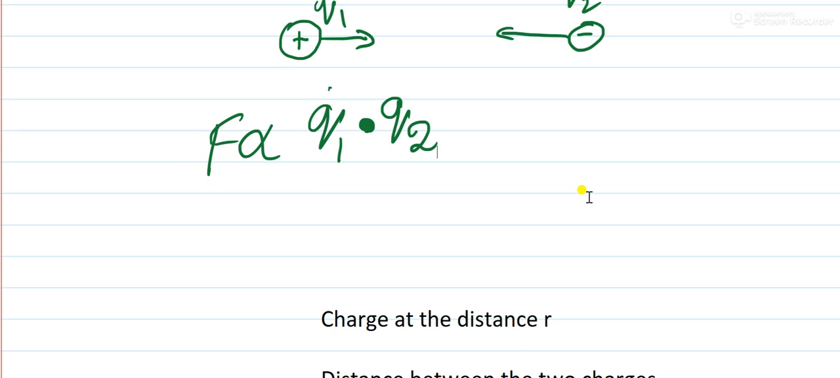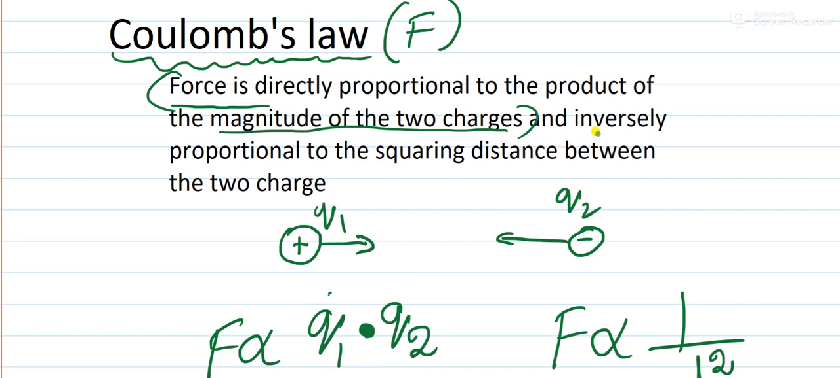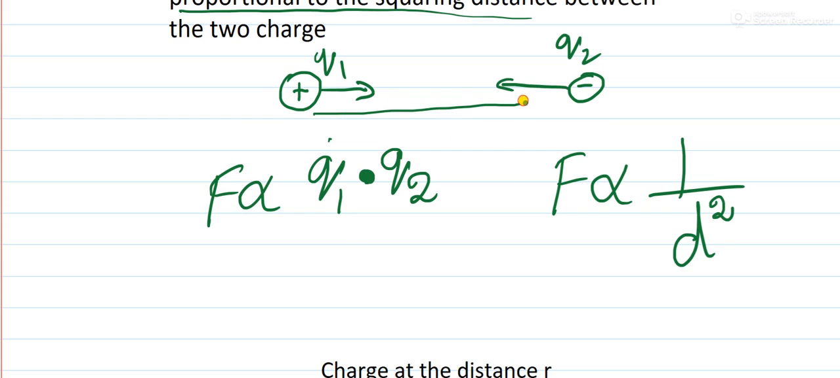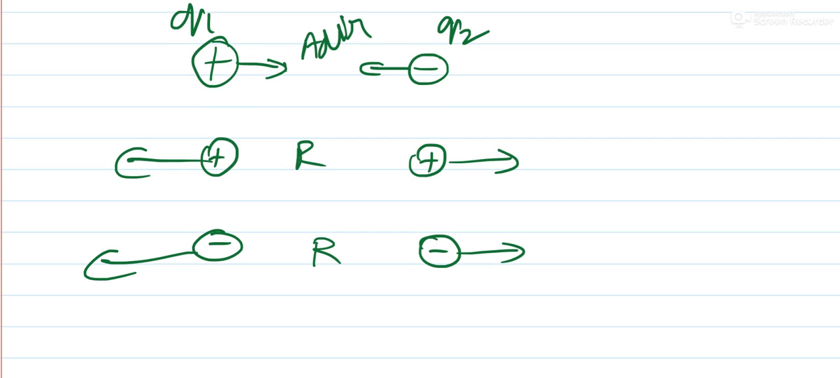The second point is inversely proportional to the square of the distance between the two charges. D you can take as the distance. I have taken q1 and q2 with a distance of d. Some textbooks take it as r also. Now I am going to write Coulomb's law as a full statement. Force is directly proportional to the product of two charges, and inversely proportional to the square of the distance between the two charges. That's what Coulomb's law explains.